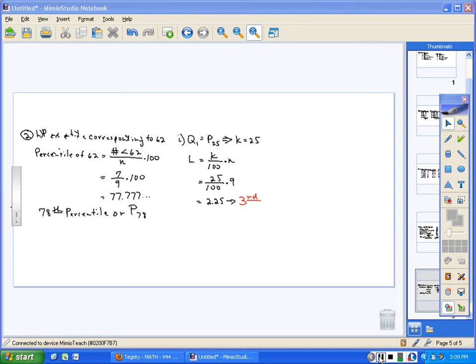So what they're telling us is that Q1 is the third number when the numbers have been put in order. And we did that again for the median a little while ago. And so the third number is 52. So Q1 is equal to 52.